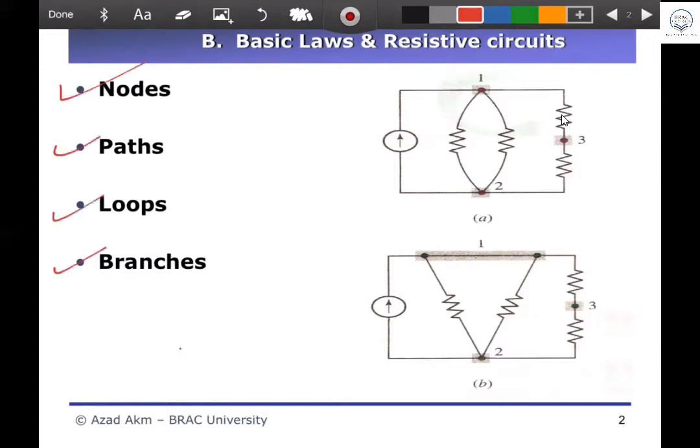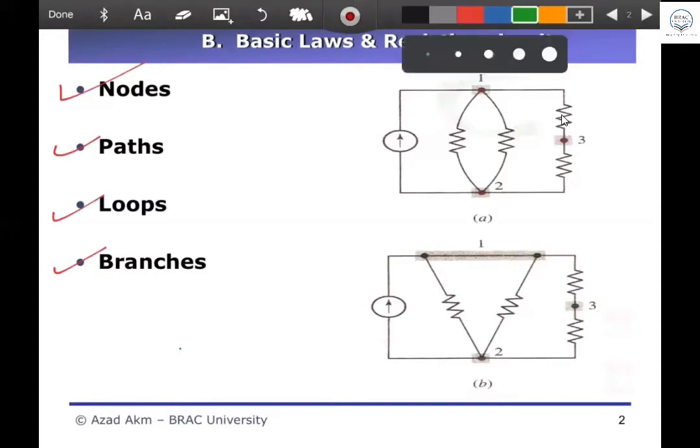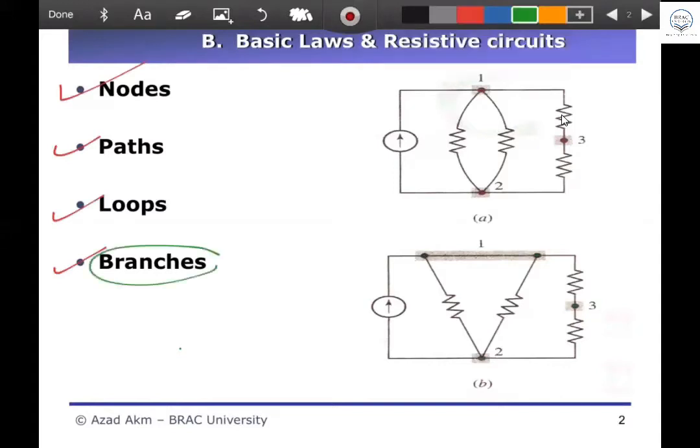Before nodes, first of all, we need to know what is branch. The branch is very straightforward. Everybody understands. Branch is an element of the circuit, or a component of the circuit. Elements can be active elements or passive elements. Active elements are voltage source and current source. Passive elements are resistor, capacitor, inductor. The number of branches means the number of elements.